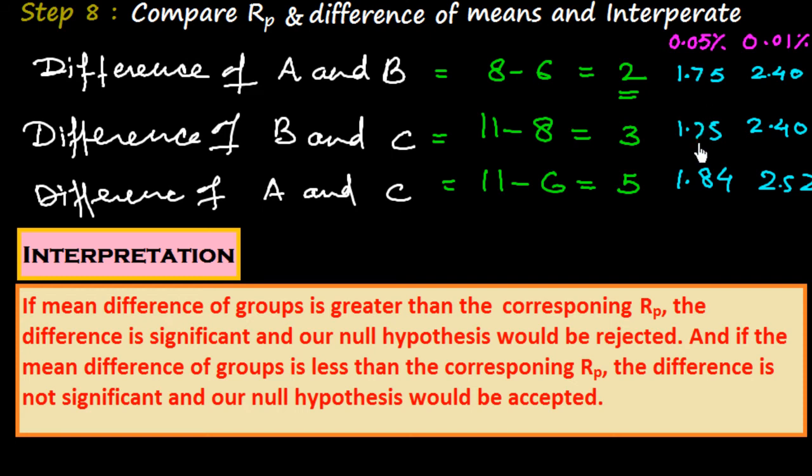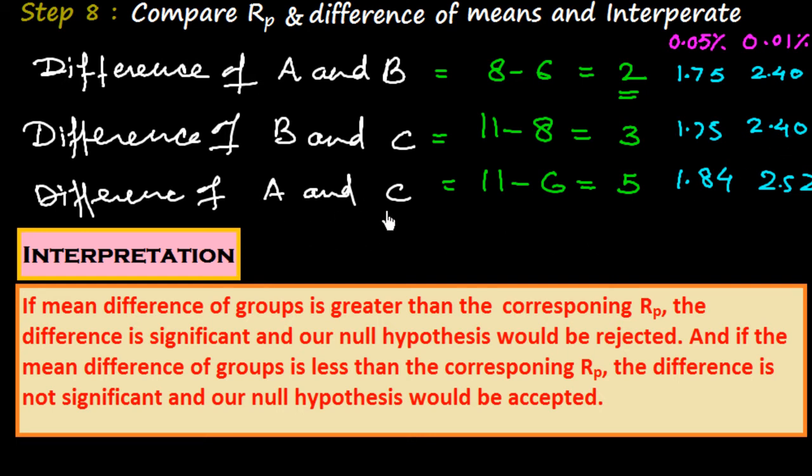For B and C, the mean difference is 3. At 5% the value of RP is 1.75 for the two groups B and C. So again 3 is greater than 1.75. So there is a significant difference and our hypothesis is rejected. Here also 2.40 is less than 3, so it is also rejected at 1% for B and C.